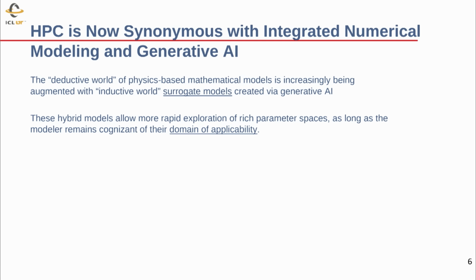So HPC is really synonymous with numerical modeling and generative AI. The deductive world of physics-based mathematical models is increasingly being augmented today with the inductive world of surrogate models that are created by generative AI. These hybrid models are rapidly expanding a rich parameter set of spaces and taking the modeling much further.